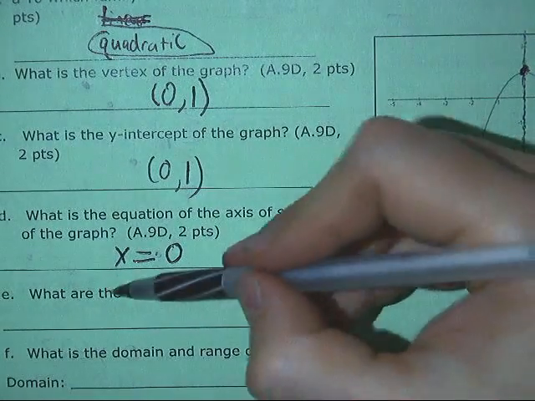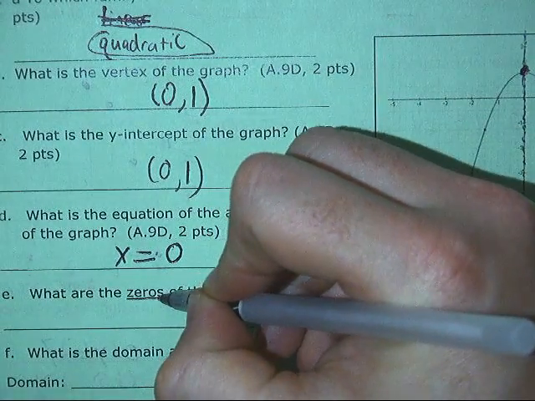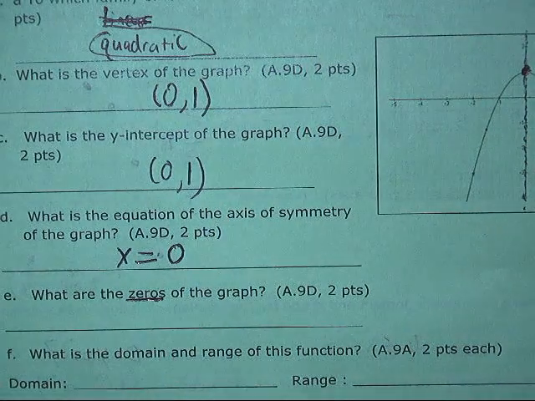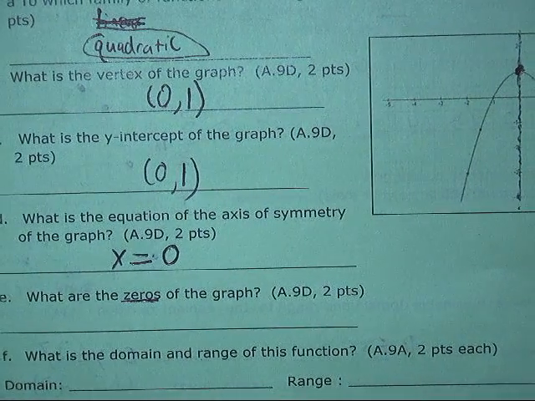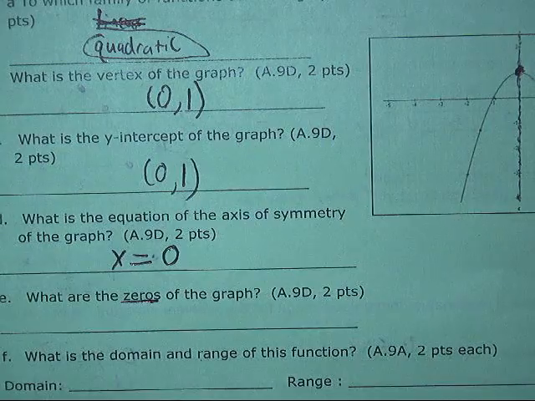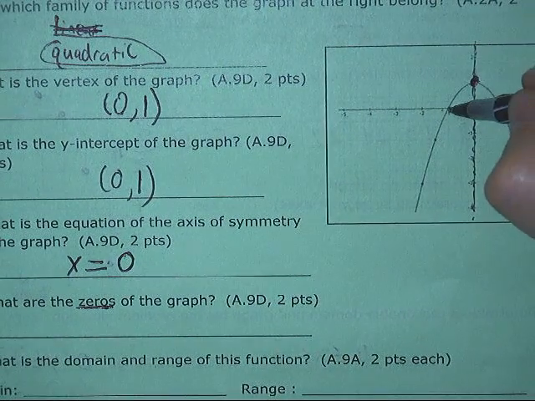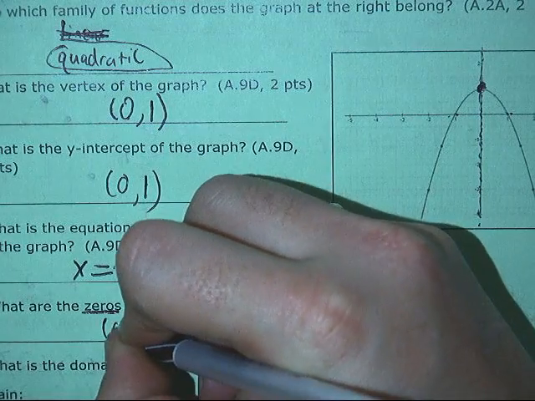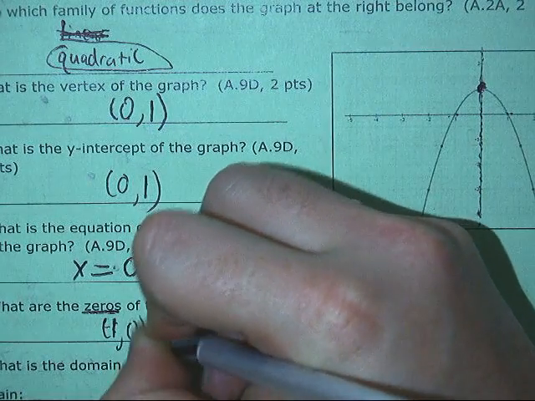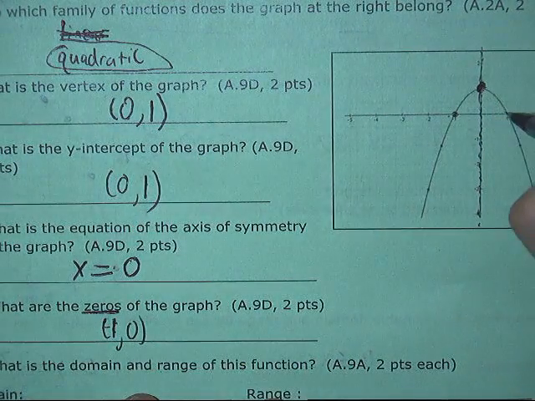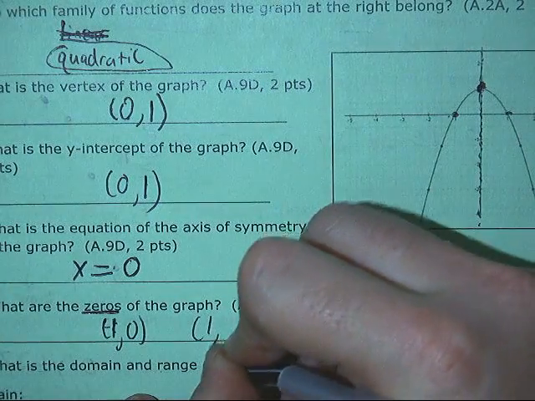Now, what are the zeros of this graph? Now, remember that zeros is just another code name for x-intercepts. Where does it cross the axis? Well, it looks like it crosses at -1, 0, right there, as well as 1, 0.